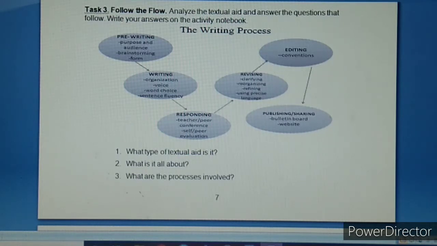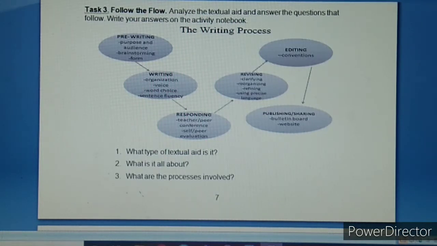What is it all about? What is in that flow chart? The correct answer is, it is about the writing process. Again, the answer for number 2 is about the writing process. Now, let's move on to number 3.